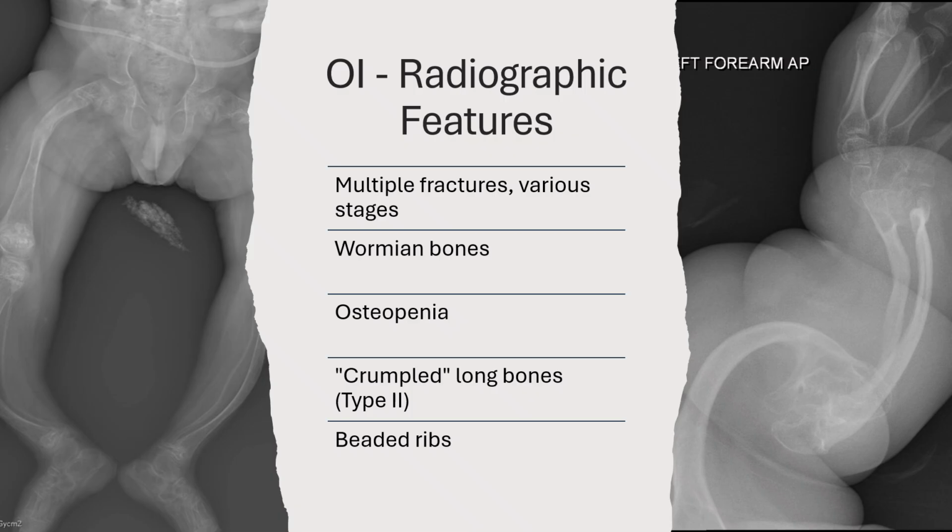Think of these X-rays as telling a story of repeated injury and healing attempts over time. You'll see some fractures that appear fresh with sharp edges and soft tissue swelling, while others show the smooth, rounded edges of healing bone with callus formation.